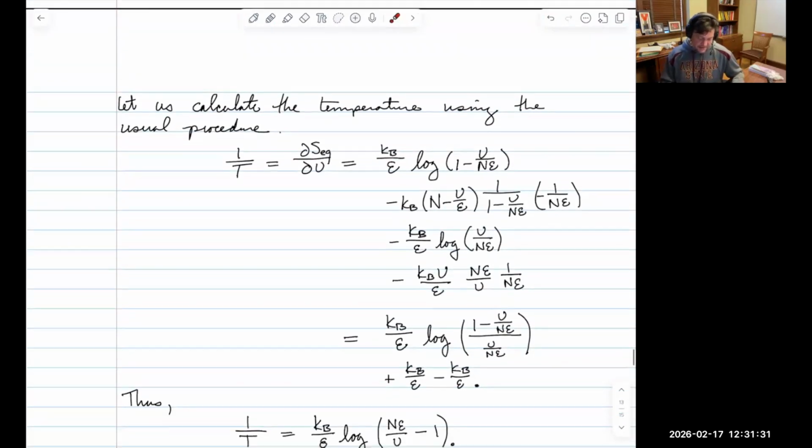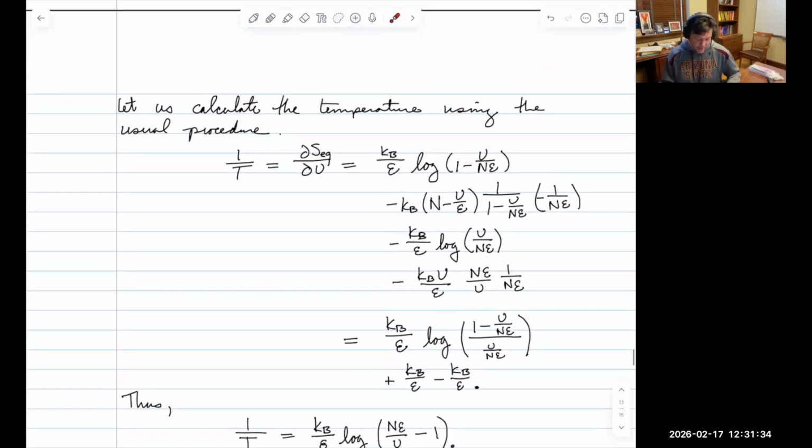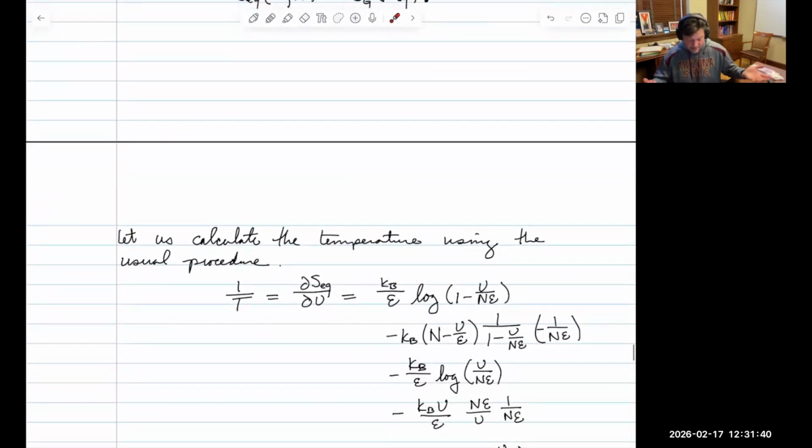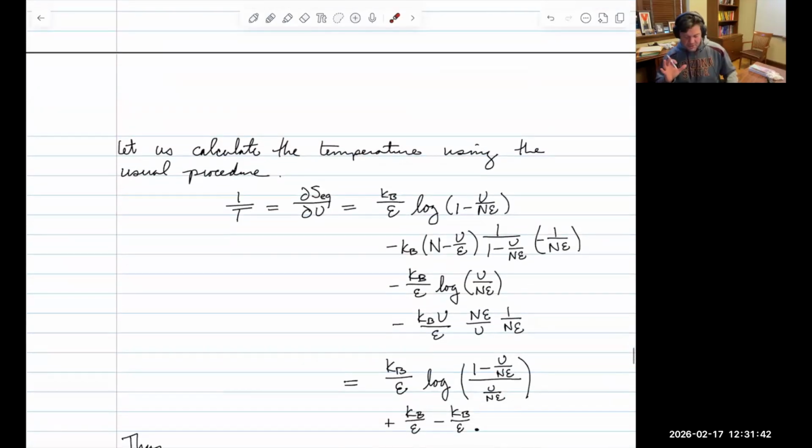So let's calculate the temperature using that procedure if we agree that this is the equilibrium entropy. In fact, that's how we define it. So how would the temperature be computed from the thermodynamic point of view if we knew what the equilibrium entropy was? Well, this is easy too for us. Once we know a bit about thermodynamics, it's just going to be 1 over the temperature equal to the derivative of the equilibrium entropy with respect to the energy.